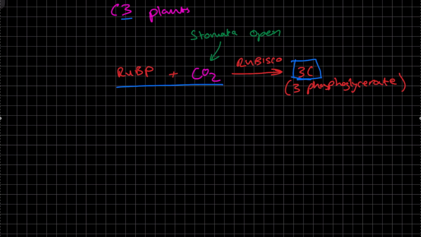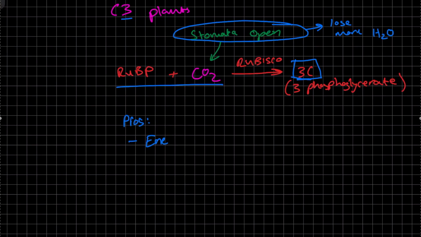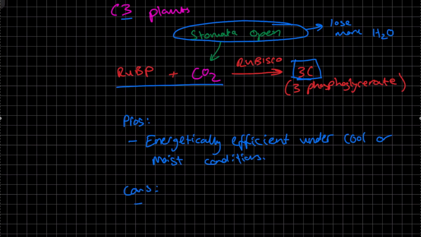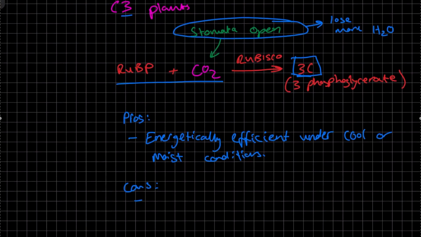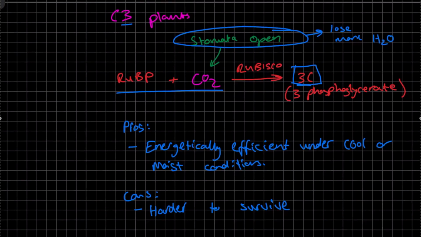Now, this is not ideal in warm and hot climates. This is because the stomata would have to remain open for a long period of time. This means that these plants would lose more water. Therefore, this plant can only be considered energetically efficient under cool or moist conditions. However, these plants would find it harder to survive in warm areas.